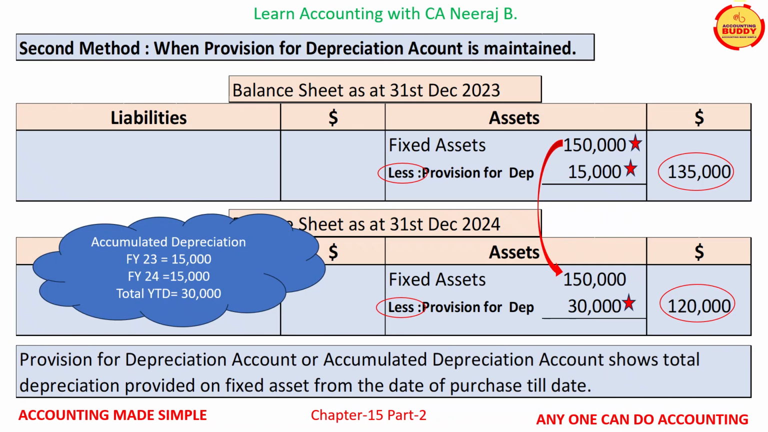The provision for depreciation account or accumulated depreciation account shows the total depreciation provided on the fixed asset from the date of purchase till date.